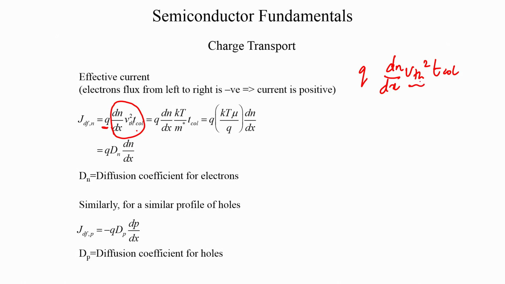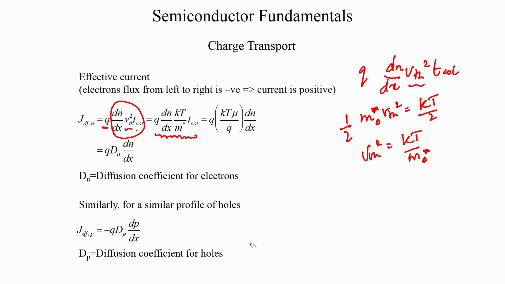Now what is Vth square? We had already defined it in the 1D case: half m Vth square is equal to kT by 2, so Vth square is equal to kT by m, where m is the effective mass of the electron, or m star. So we will replace Vth square by this term kT by m star, and therefore we have the total current due to the concentration gradient from left to right being equal to this particular term.